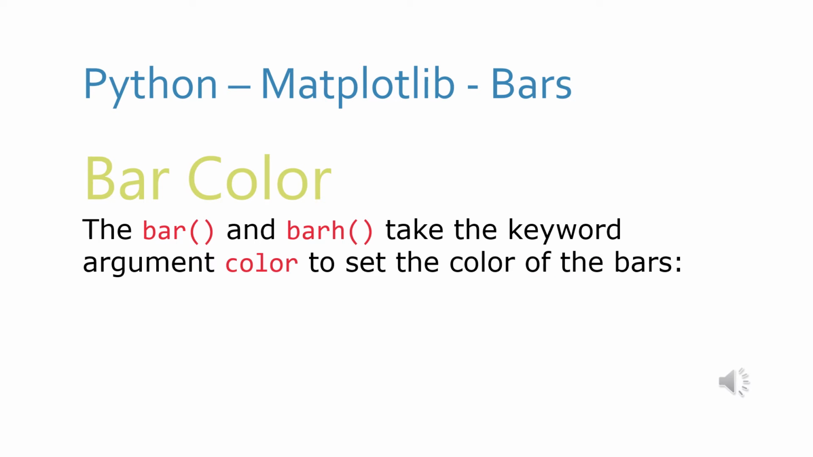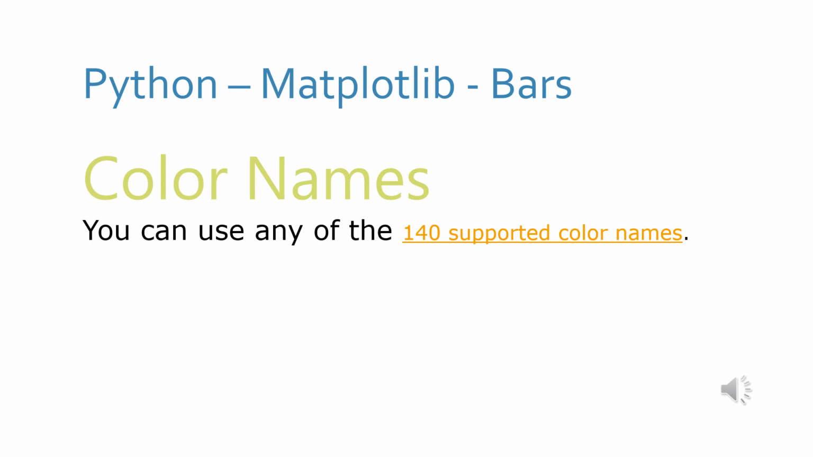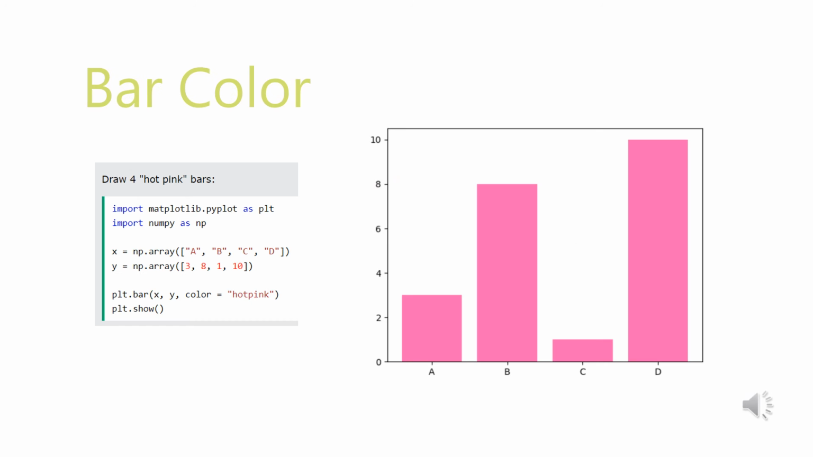You can also modify the bar colors using the color argument of the bar and barh functions. You can see plt.bar(x, y), and after that I have given the argument color equal to red, and you can see the bars are in red color. It also supports some 140 color names, so you can give any color name you want. Here I have chosen hot pink as the color. plt.bar(x, y, color equal to hot pink), and you can see the graph in hot pink color.